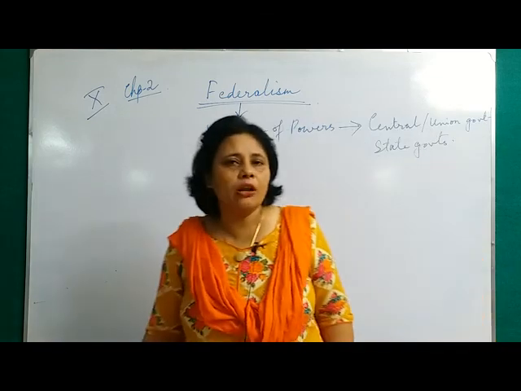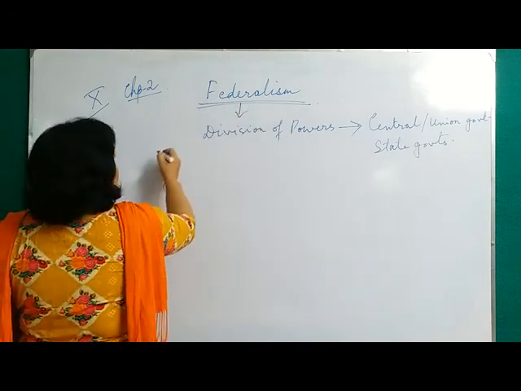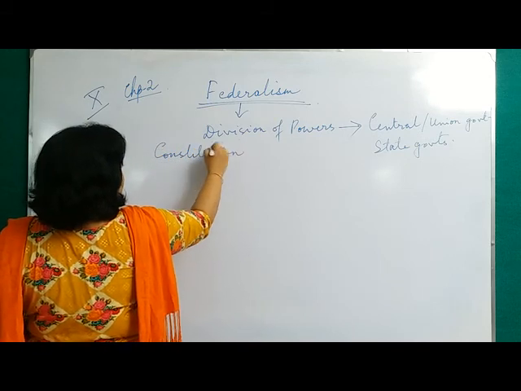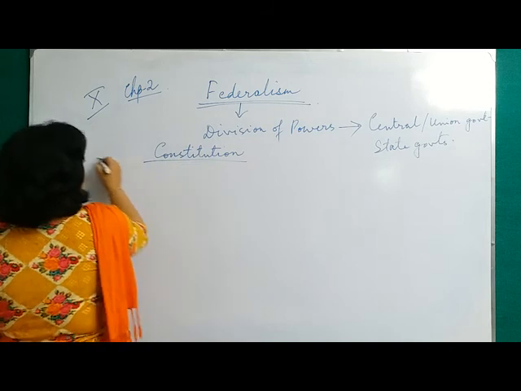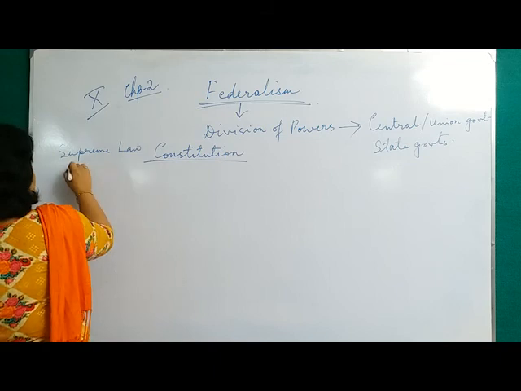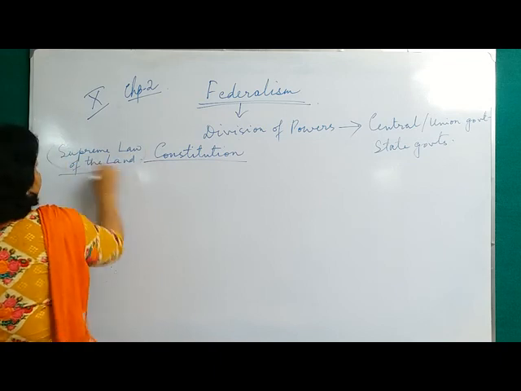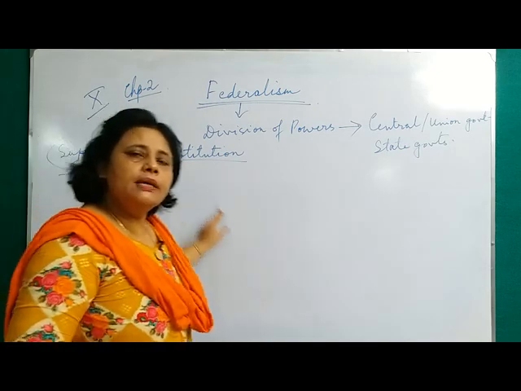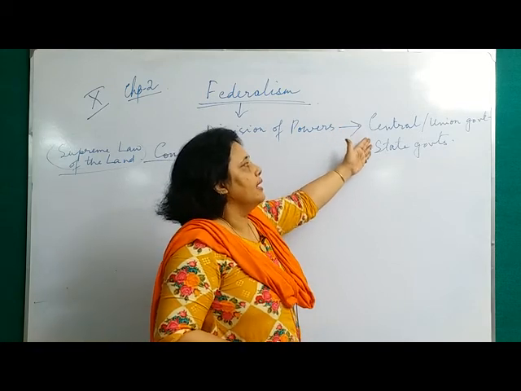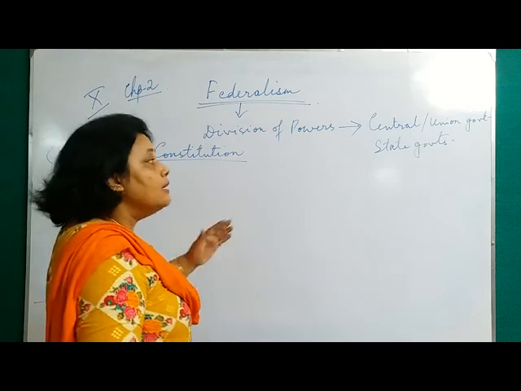So how is division of powers brought about in a federation? We know that every country has a constitution. The constitution is the supreme law of the land. So it is the constitution which makes a distribution of powers among the two sets of government which you find in a federation.